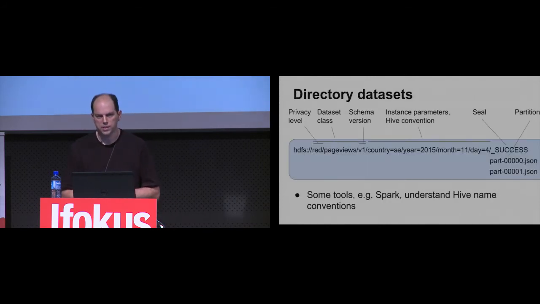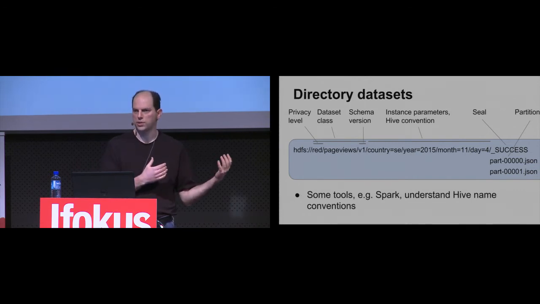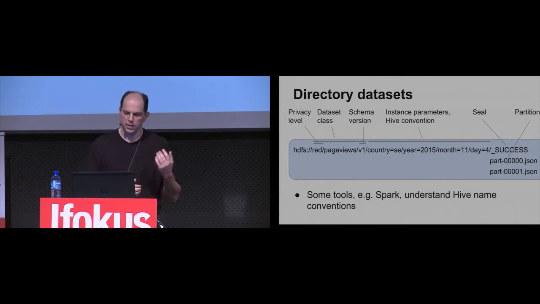This is what it can look like in practice. HDFS is basically a file system. And the first components of the path identify the dataset class. The later components of the path are the parameters of your data set. Here I have included a privacy level of the data set. We'll get to that later. And also a schema version. That's not so common, but it might make sense. And the parameters use key equals value notation. That's a convention that I believe comes from Hive. It turns out also that many tools understand this convention and are able to do smart things with it, such as partition the data in a good way and so forth. So you want to stick with that convention.